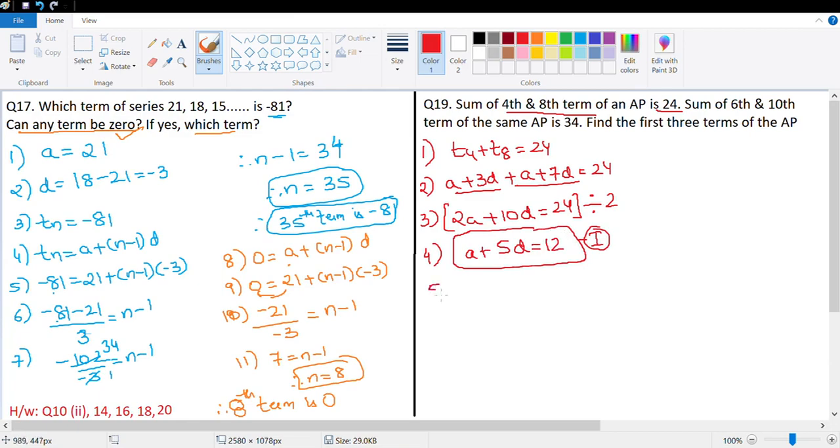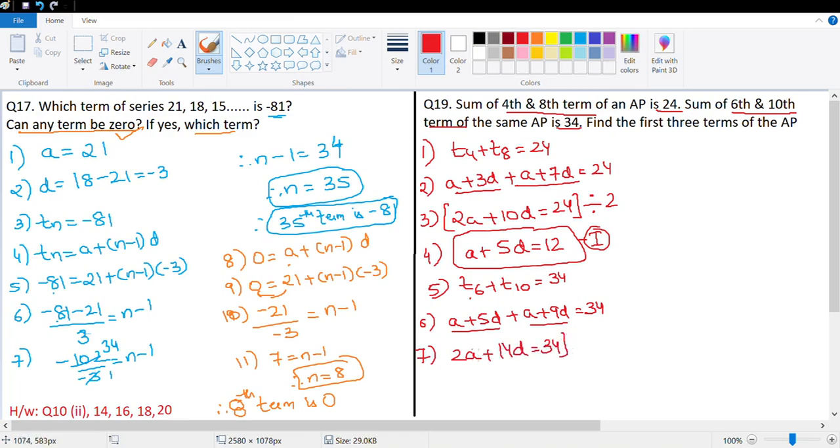Next, it says sum of 6th term and 10th term is 34. So T6 plus T10 is given equal to 34. So again, let's write this in terms of A and D. T6 is basically A plus 5D and T10 is A plus 9D. When I add them together, A plus A, that's 2A, 5D plus 9D, that's 14D, is equal to 34. Let's divide both sides by 2 and I get A plus 7D is equal to 17. That's equation number 2. I have 2 equations, 2 variables, should be able to solve easily.